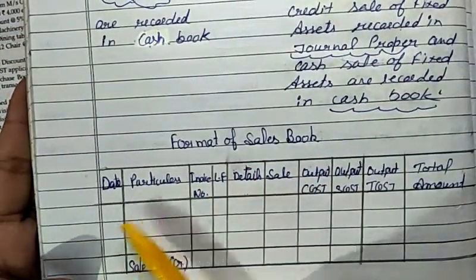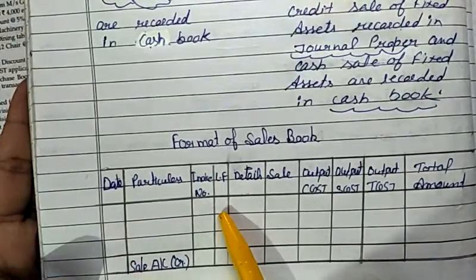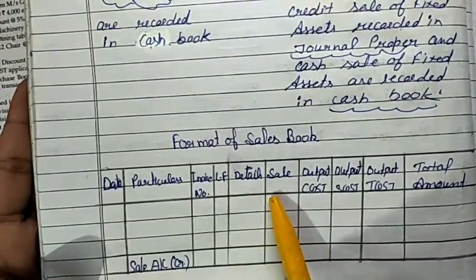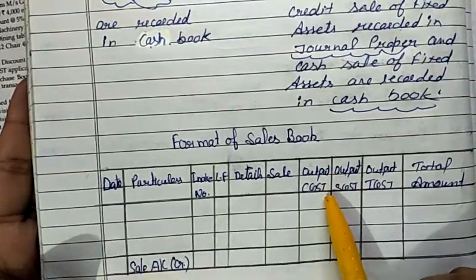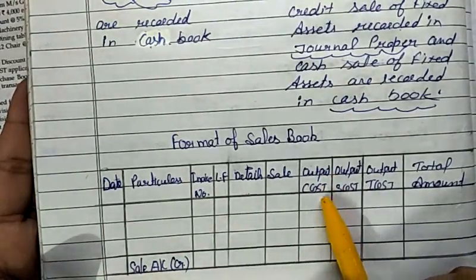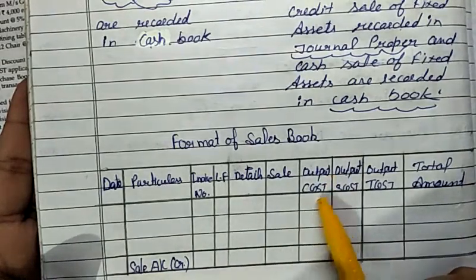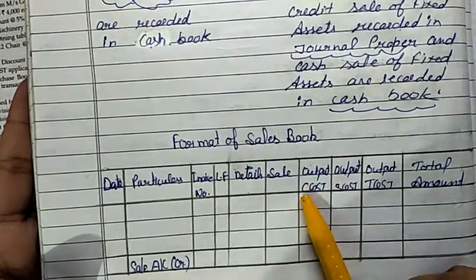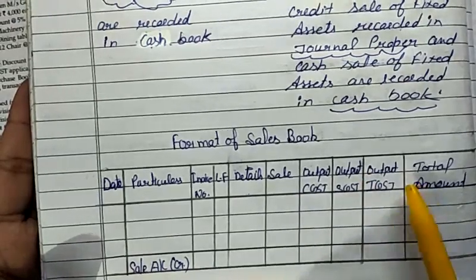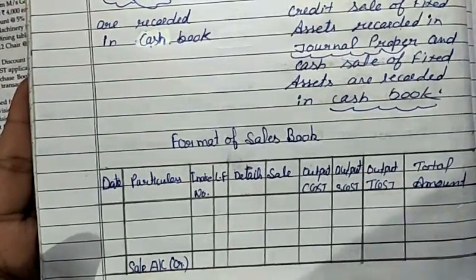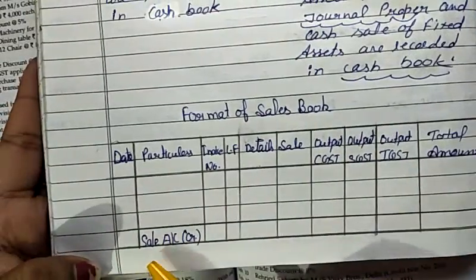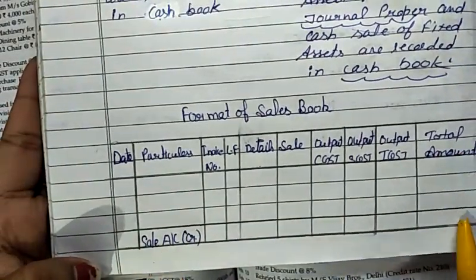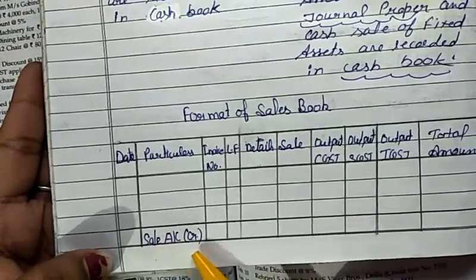The first columns are date, particular, invoice number, ledger folio, detail, sale, and output CGST. Because on sale GST is collected, that's why I'm writing output CGST, output SGST, output integrated GST, and total amount. The balance of the sale book is transferred to the sale account on the credit side. Clear, students? Now I am going to solve a numerical question related to the sale book.